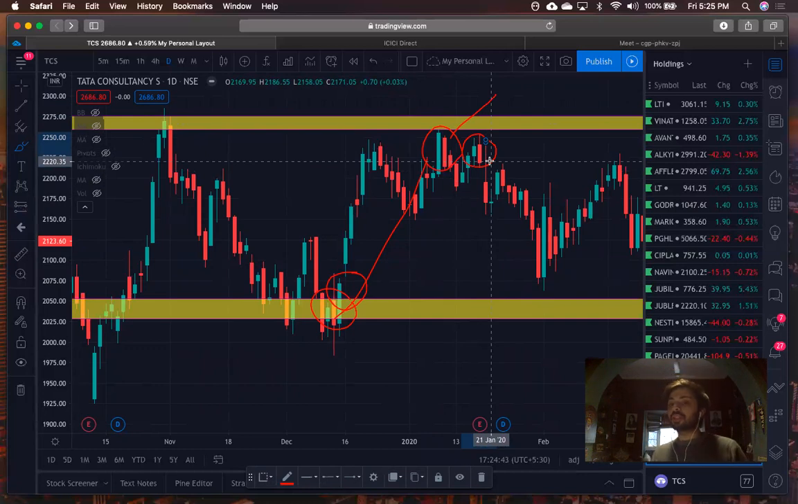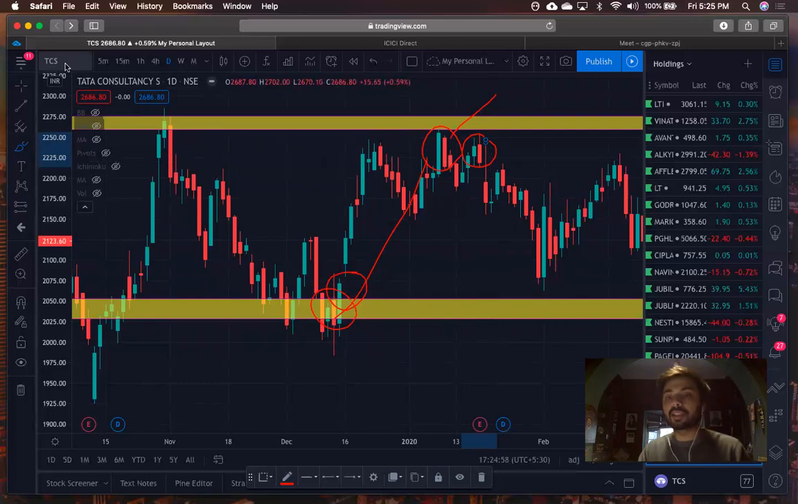So what I'm trying to say is do not blindly buy at support or blindly sell at a resistance. Come to the support, get a candlestick confirmation, come to a resistance, get a candlestick confirmation, and then only trade.